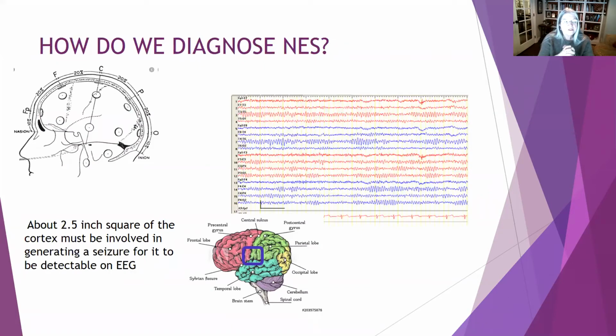So how do we diagnose NES? We put electrodes on people's heads and we get an EEG. This kind of fancy looking squiggly line thing here is an EEG. This is a very beautiful and normal looking EEG. I want to just point out that in order to actually see an epileptic seizure, I would need about this amount on the brain in order to actually record it on a scalp EEG. And that becomes important as I go on speaking about this. This is just a diagram of where we put the electrodes on the patient's head.